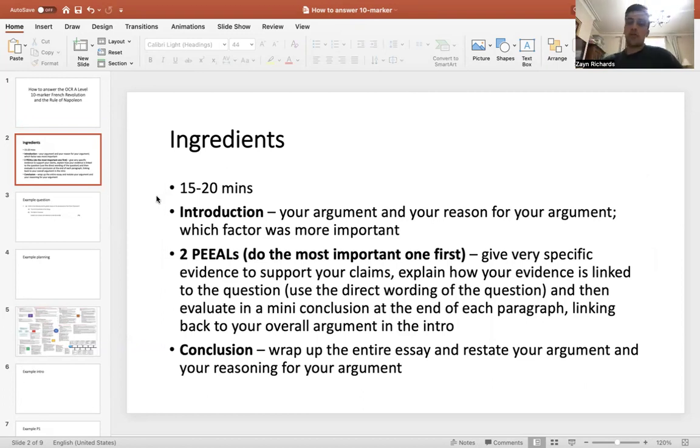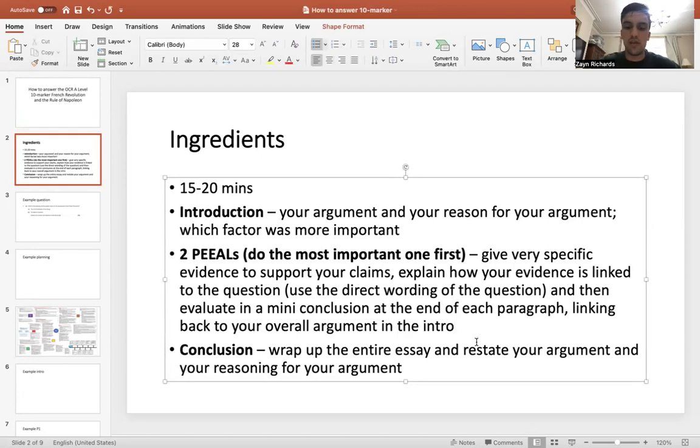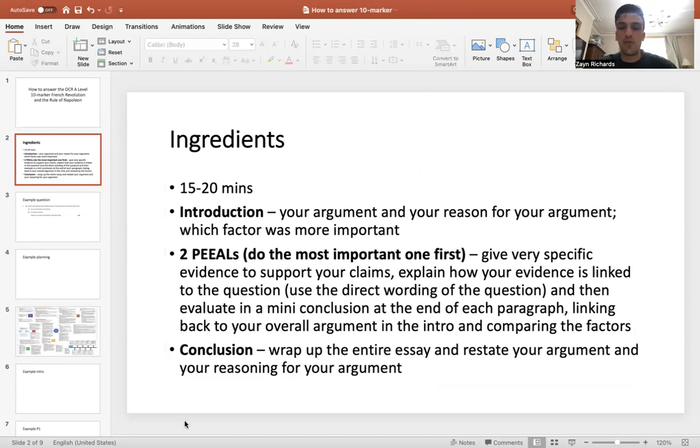Then we do 2 paragraphs. Always do your more important factor first. And in every paragraph, I've left the wording the same as for the 20 marker. You should give specific evidence, explaining how that evidence is linked to the question, and then evaluating in a mini conclusion at the end of each paragraph, linking back to your overall argument in the intro, and then comparing the factors as well. Okay. And then finally, your conclusion should wrap up the entire essay and restate your argument.